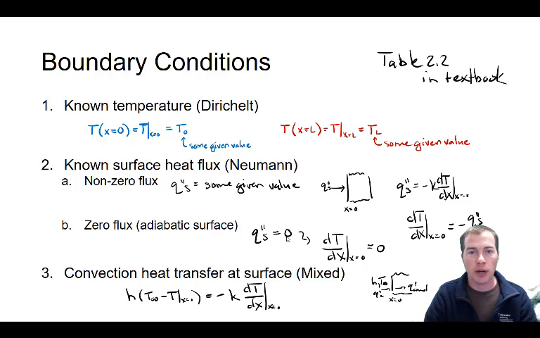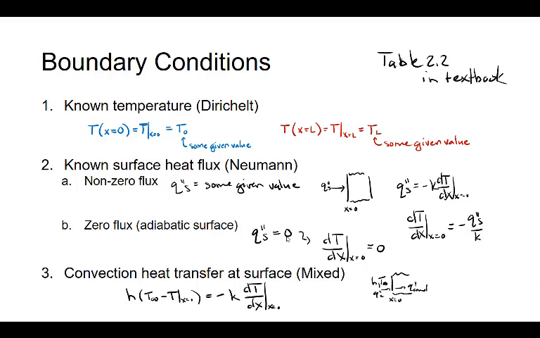This slide provides a complete list. There are 4 types of boundary conditions. These boundary conditions are listed in Table 2.2 in your textbook. We have already encountered a known temperature. These boundary conditions are sometimes called Dirichlet boundary conditions. They are noted here, at 2 different locations of x.